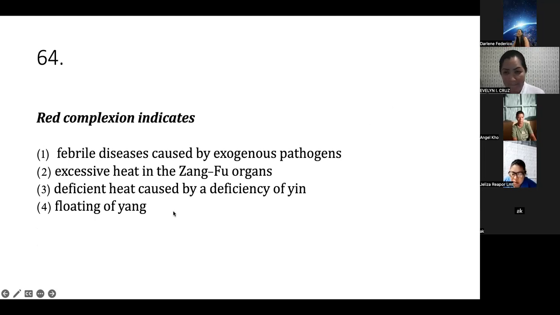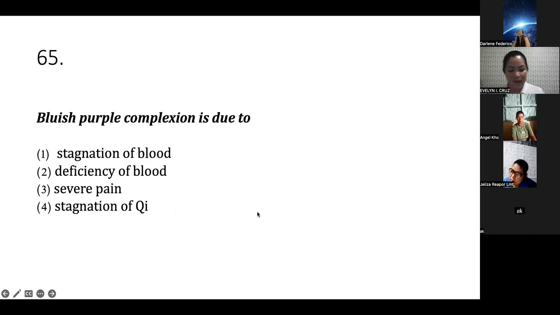Although dito po sa number 3, dito po talaga red yung buong muka eh. Pero it's only the cheek area. But anyway, red na rin yun eh. Okay, 65, please. Bluish purple complexion is due to stagnation of blood and severe pain. Letter B.